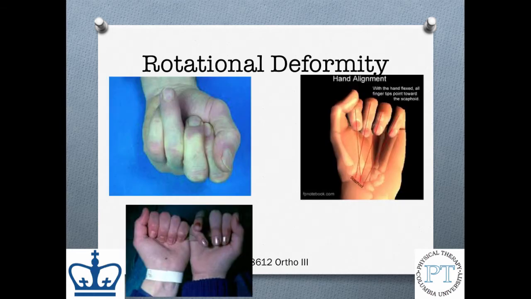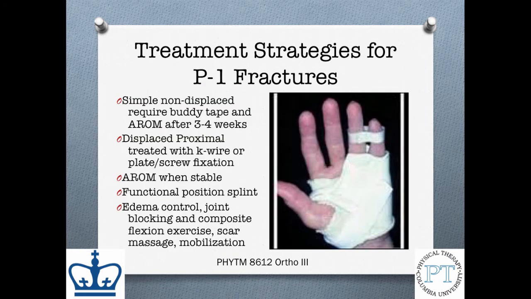This is just giving you some pictures of some rotational deformities following phalangeal fractures. On the upper right, you see that this person has a positive scaphoid sign, indicating that the 4 fingers are not converging onto the scaphoid. The other fingers there have displacement of one of their phalanges.